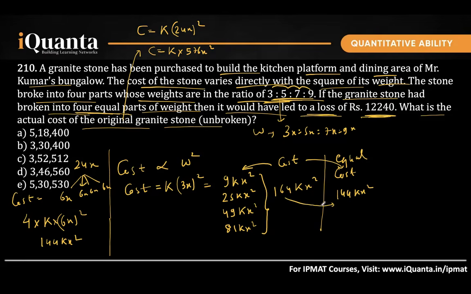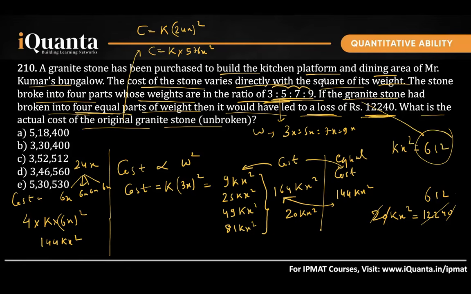That means what is the difference between this price when it was broken like this and this price when it was equally broken into pieces? The difference here is 20k x square. So 20k x square is actually the loss, equal to 12240. So 0 cancels 0, 2 cancels, 612. So can I say that k x square is actually equal to 612? Can you simply put the value of k x square here? K into x square can be put as 612. So total cost will be 576 into 612. So 6 into 2, unit digit will be 2. Obviously, this is the answer, okay?